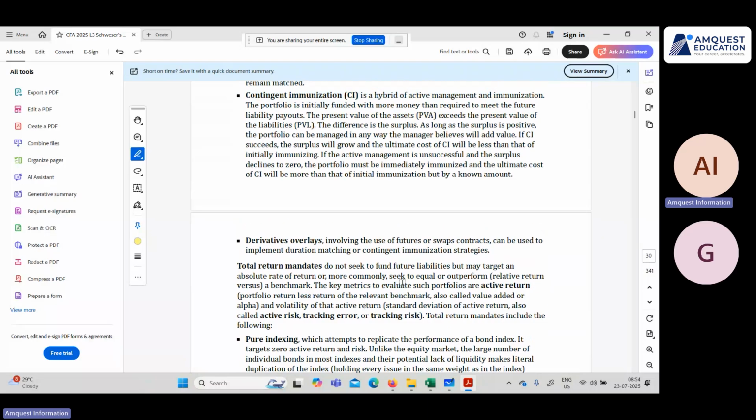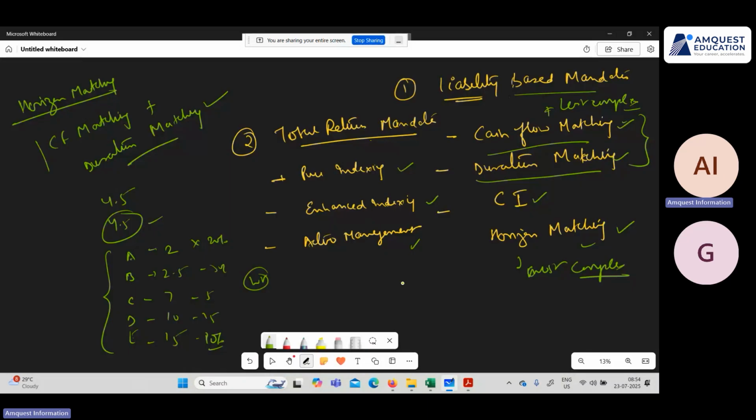Okay. So I was looking at another table in one of my books, and it just says the same thing: that in terms of initial funding, this requires the most initial funding. You can imagine why, because in this I want my assets to be much more than the present value of liabilities. And in contingent immunization, I need the most money upfront, because if my liability is 80, I'm putting an asset of 100.